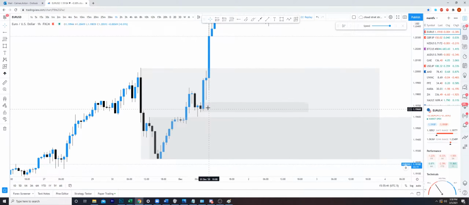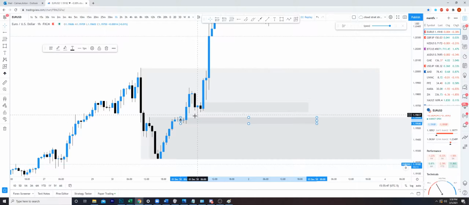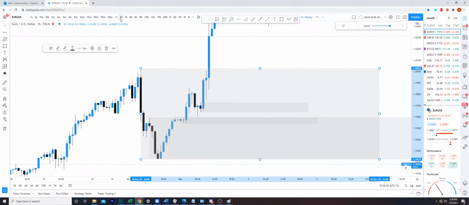So this is a perfectly valid one as well. Similarly, we can take this last down move, incorporating these lows. And again, if we drag this out, you can see that this wick right here never really tapped into it. So again, you have all these valid zones that exist in these areas, specifically on this time frame.